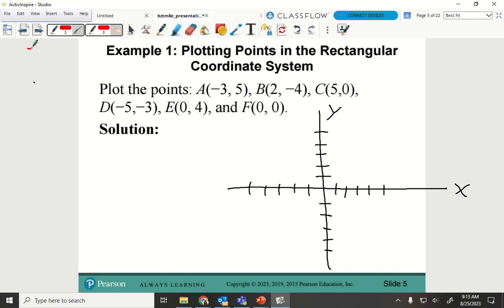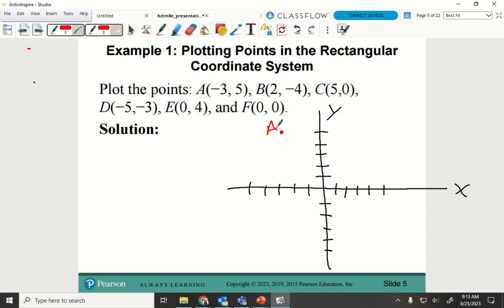Anyway, plot the points. A, -3, positive 5. That means it's to the left 3 and up 5. So 1, 2, 3, and up 1, 2, 3, 4, 5, right here. I'm going to put that point and label it A. Good job.